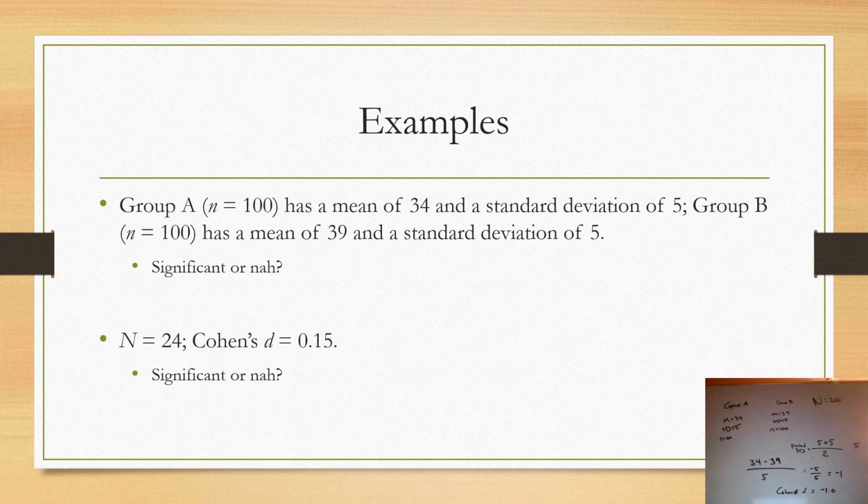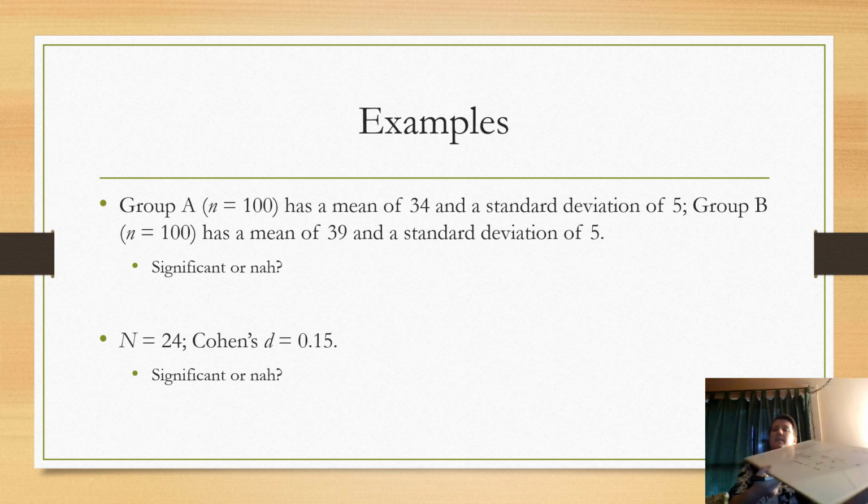So, is this significant or not? We have a sample size of 100 in each sample, so that gives us a total sample of 200. That's a pretty good sample size. And with that being a good sample size, we can ascertain that whatever our effect size is in this particular problem is likely representative of what we will see in the population.